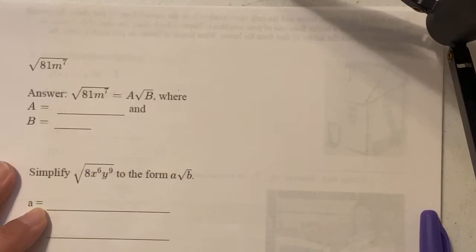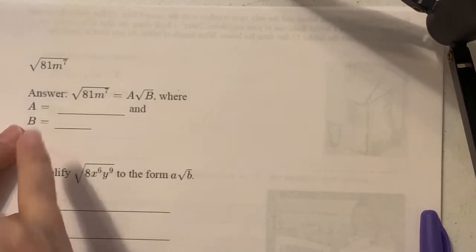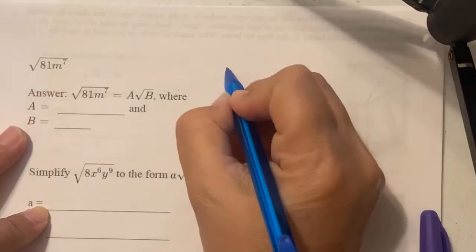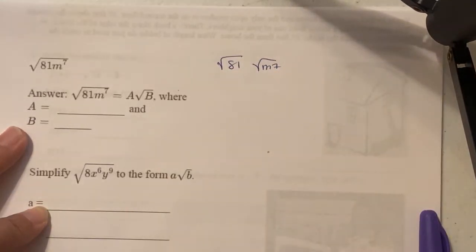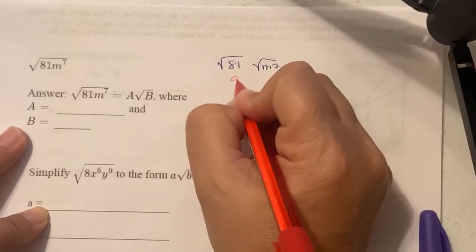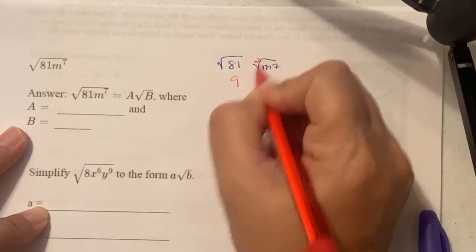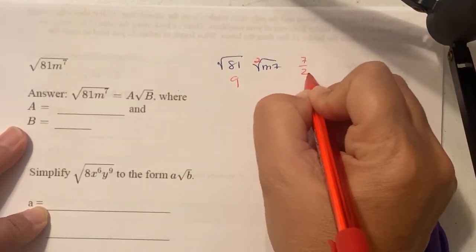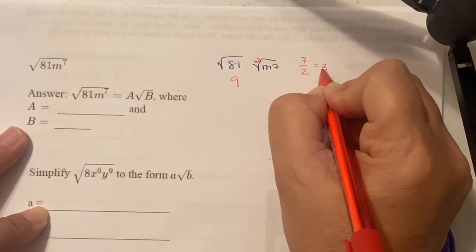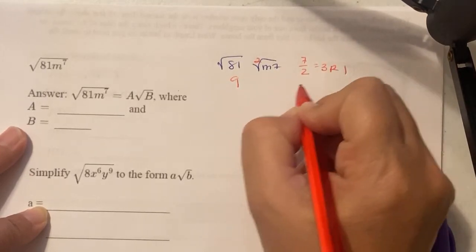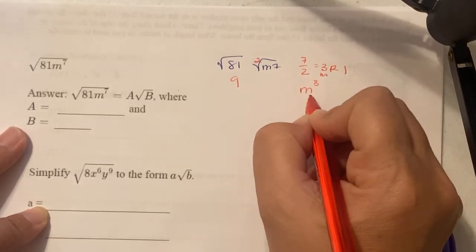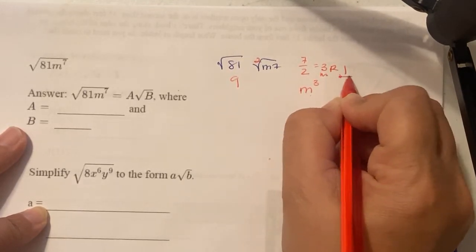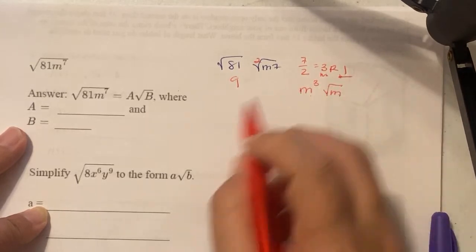Next example. On this one, it says the square root of 81 m to the 7th. So we have the square root of 81, square root of m to the 7th. Remember, square root of 81 is a 9. And then we're dividing by an imaginary 2, so 7 divided by 2. 2 goes into 7 that's 3 times with the remainder of 1, which means 3 m's came out, that was the whole piece. And then the remainder portion is what's in the radical.